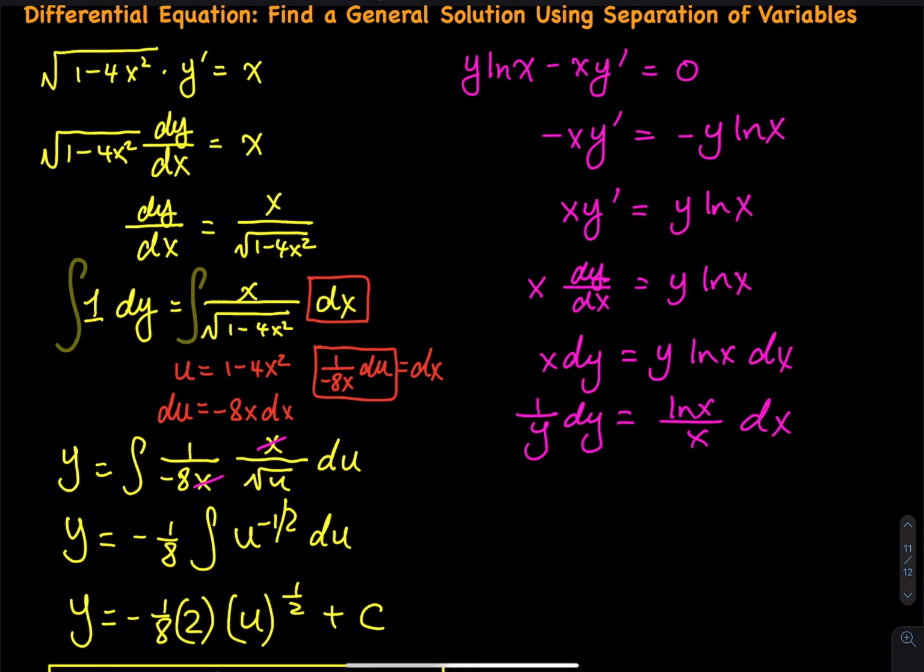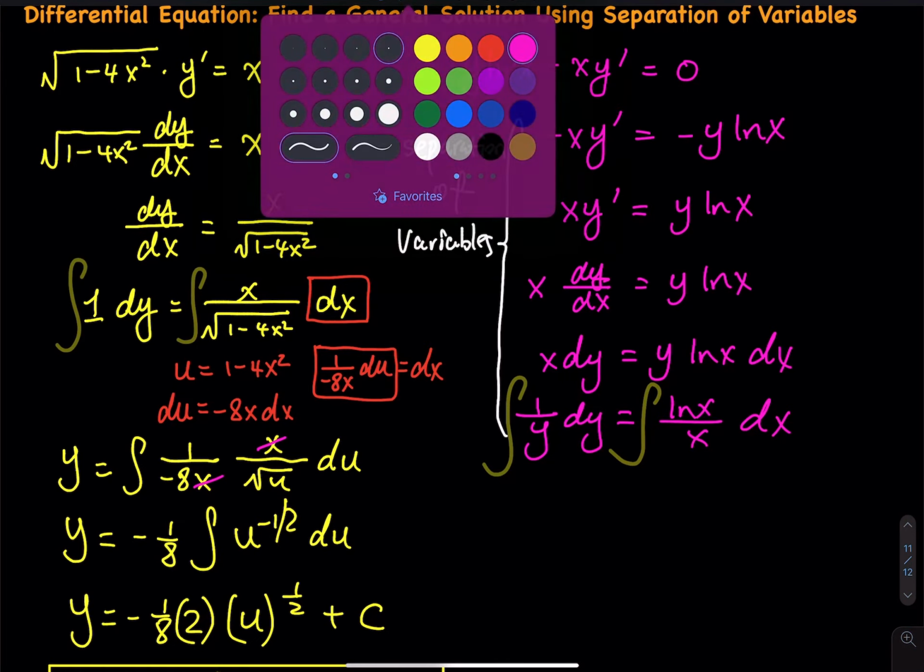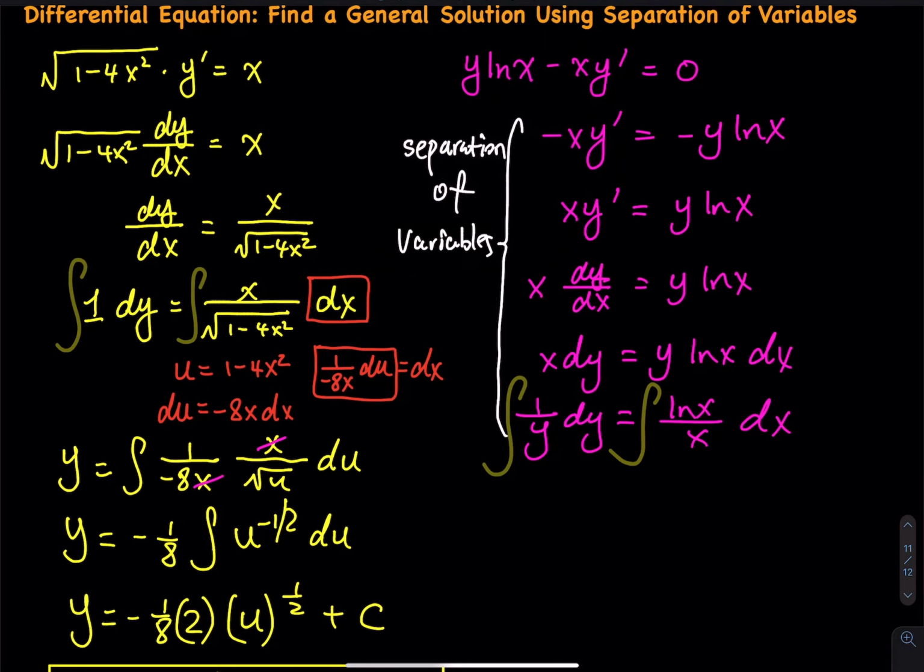For this step, I will just use a different color and label this step as separation of variables. All right, and then the next step is you do the integration. So integrate the left side, integrate the right side. The integral of 1 over y is ln absolute value of y. So this is ln absolute value of y.